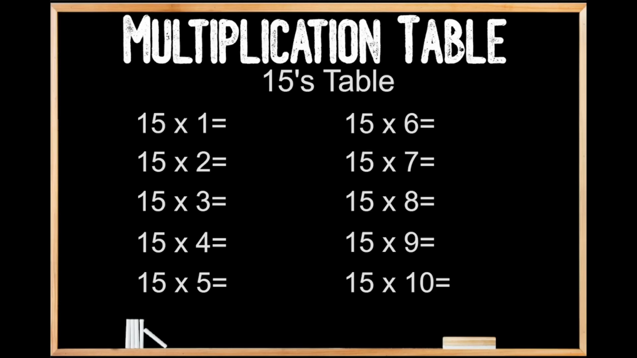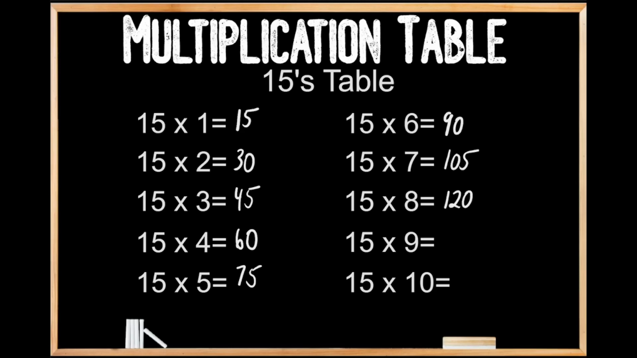15's table. 15 times 1 is 15. 15 times 2 is 30. 15 times 3 is 45. 15 times 4 is 60. 15 times 5 is 75. 15 times 6 is 90. 15 times 7 is 105. 15 times 8 is 120. 15 times 9 is 135. And 15 times 10 is 150.